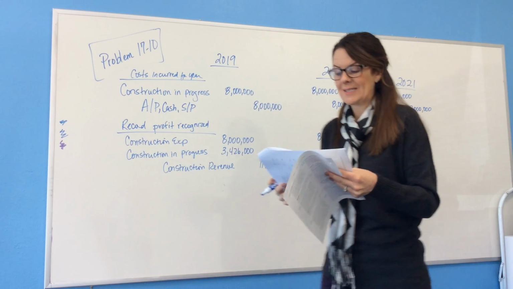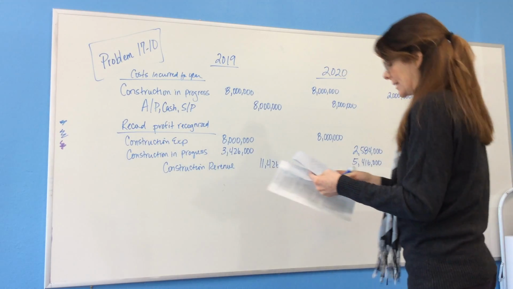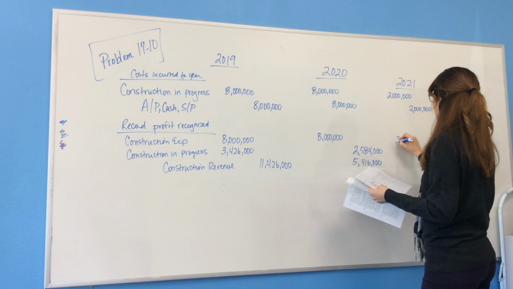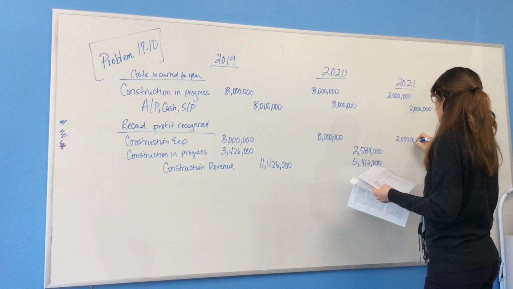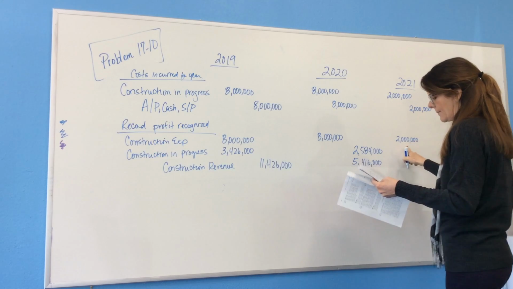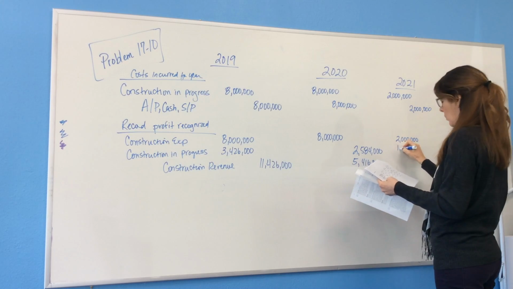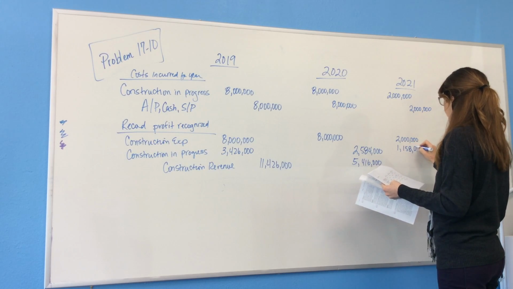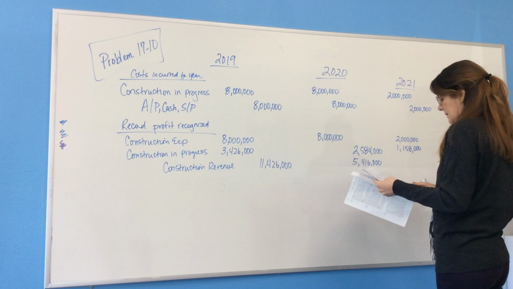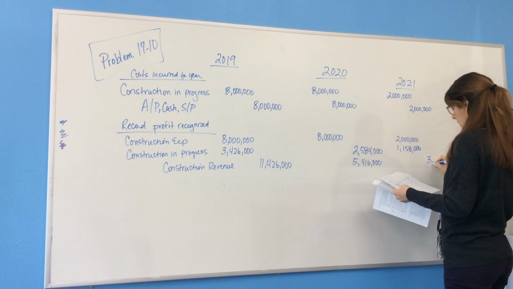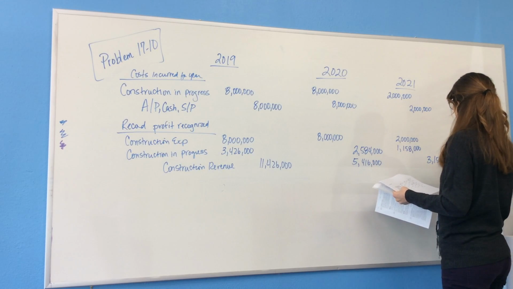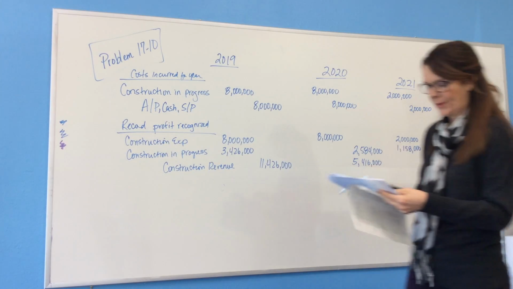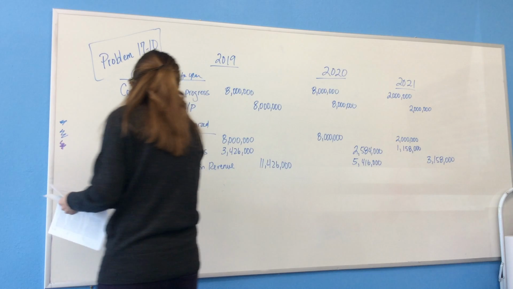Okay? Hopefully you can see my last column. I haven't double checked to see if my video is doing okay. Here I am going to debit the $2 million for construction expense. I'm going to credit $1,158,000 for my construction in progress, and I'm going to credit $3,158,000 for revenue for the year. Okay? Everybody got that? So now we've got to record the billing.